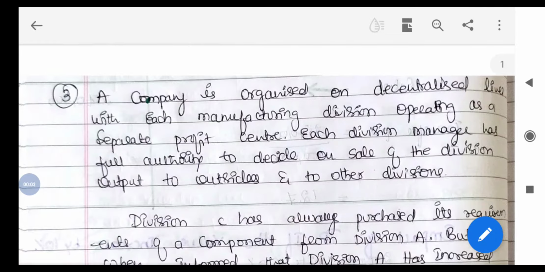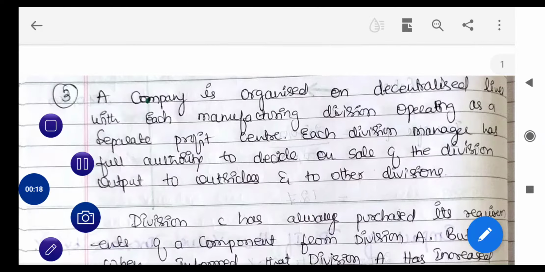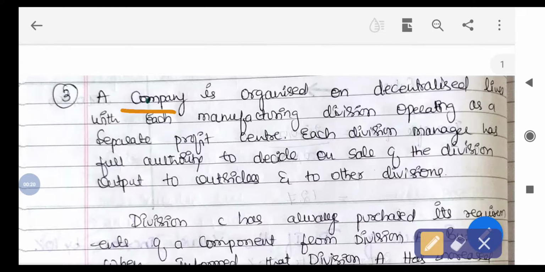Good morning, everyone. So, we are discussing chapter 2 problems on transfer pricing. In this chapter, we have already discussed two problems. So, the next problem: a company is organized on decentralized lines with each manufacturing division operating as a separate profit center.